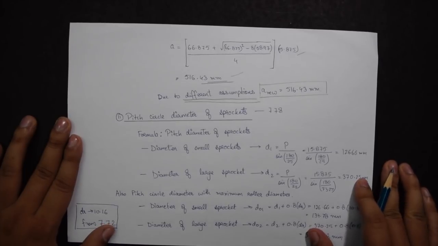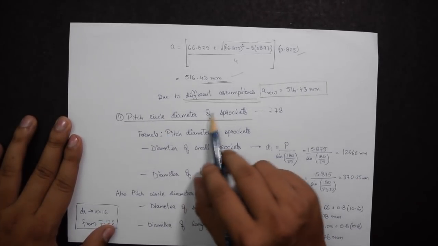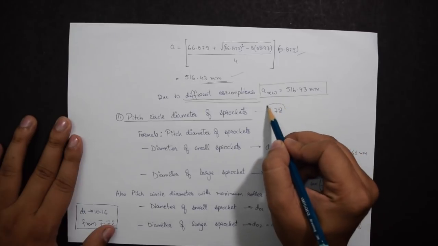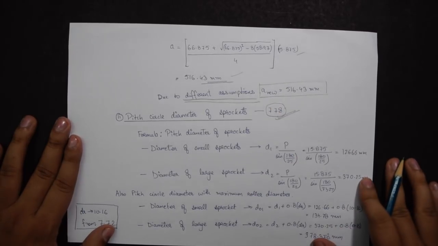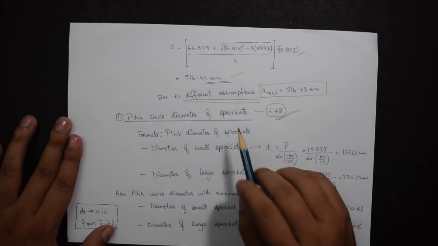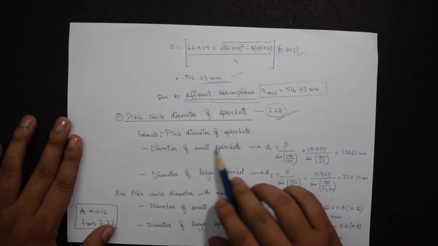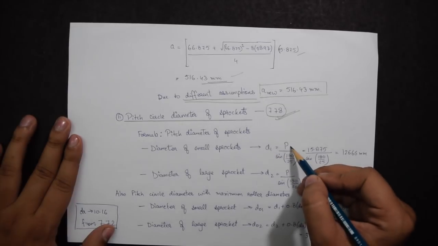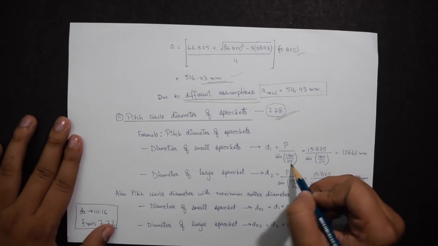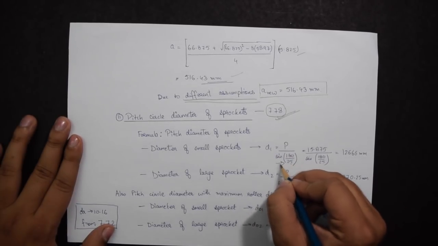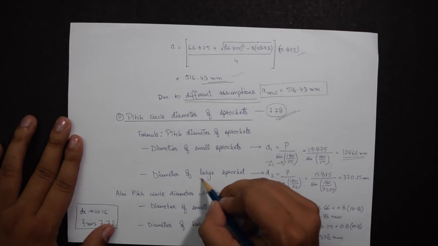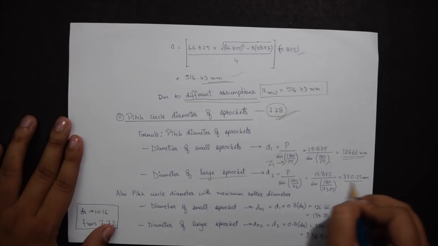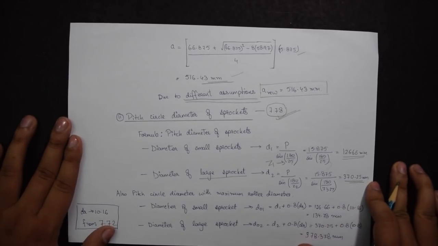Finally, let us summarize by calculating the pitch circle diameter of sprockets. This formula is given on page 7.78. Pitch diameter of sprockets: diameter of small sprocket D1 is P divided by sine 180 by Z1. We know the value of Z1, so we can find the diameter of the small sprocket. Similarly, we can find the value of the larger sprocket 2, which turns out to be 370.25 mm.